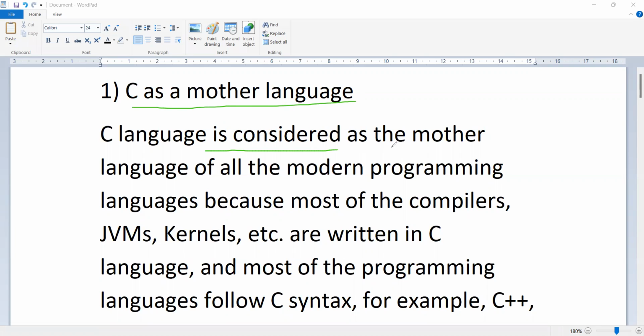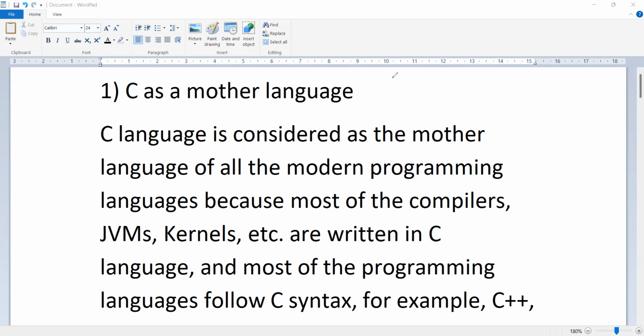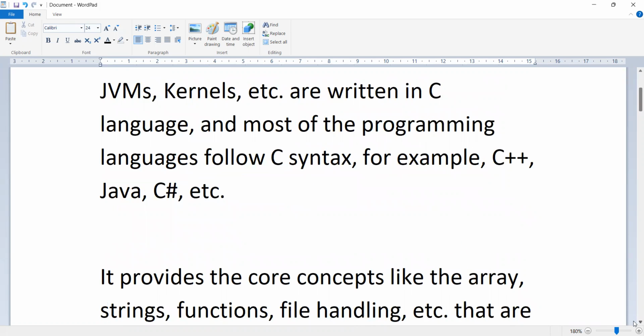C language is considered the mother language of all modern programming languages because most of the compilers, JVM, kernels, etc., are written in C. Most programming languages follow C syntax, for example C++, and also Java, C Sharp, etc.